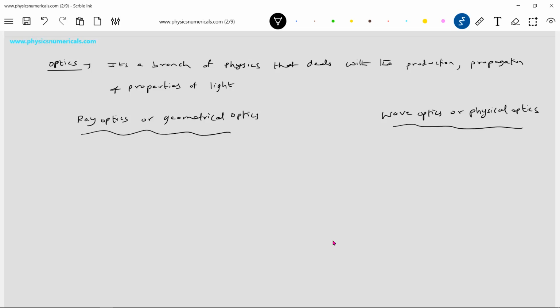So what do you mean by ray optics? We have to justify this. Why are you calling this particular one ray or geometrical optics? Why is the word geometry brought in so specifically? These are the things I'm going to try to justify here. So let me begin.